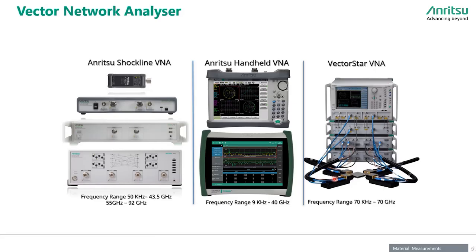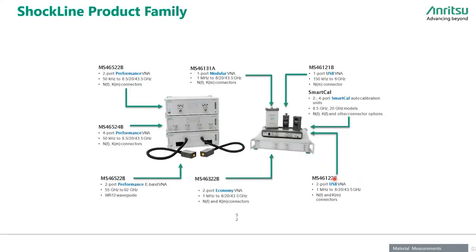Now, if I talk about the VNA part of Anritsu, as in the last session, we are categorizing the VNAs in three categories. One is our benchtop ShockLine series. Then we have Handheld, which is battery operated. You can take it to the field as well. And then we have some higher performance VectorStar VNAs as well. Starting with the ShockLine series, this is our ShockLine series, which is benchtop without display.